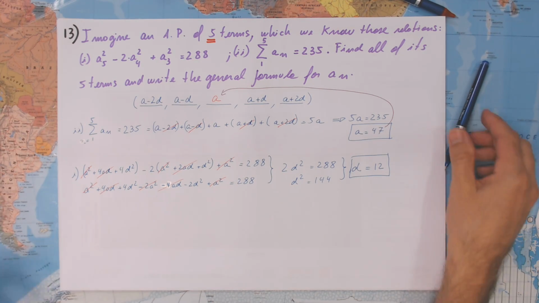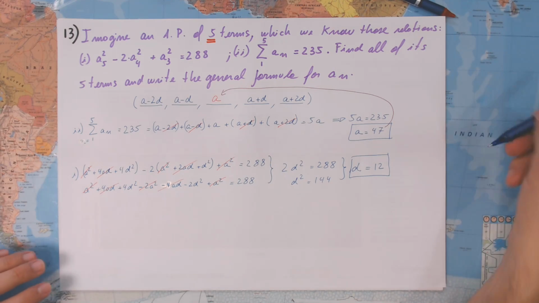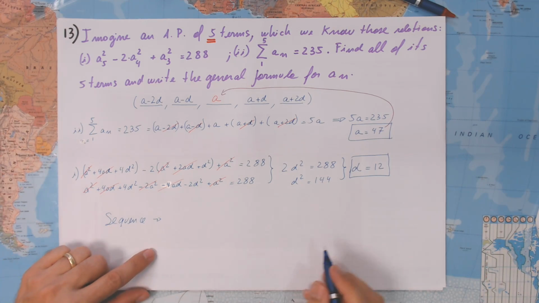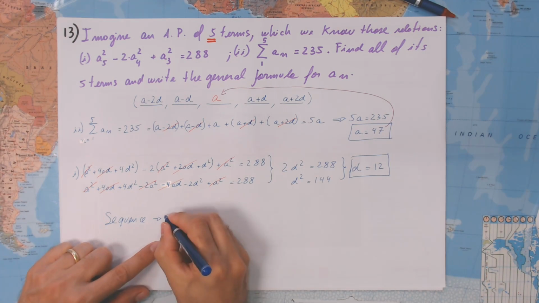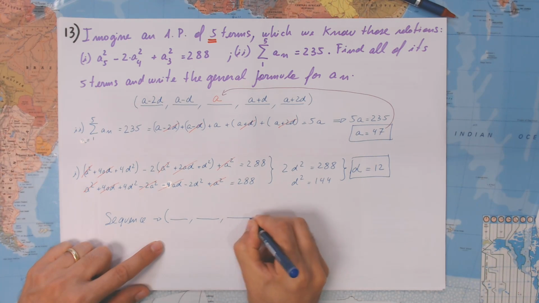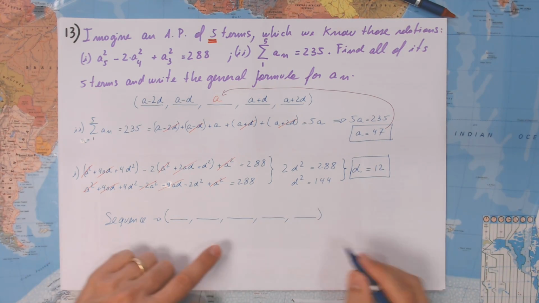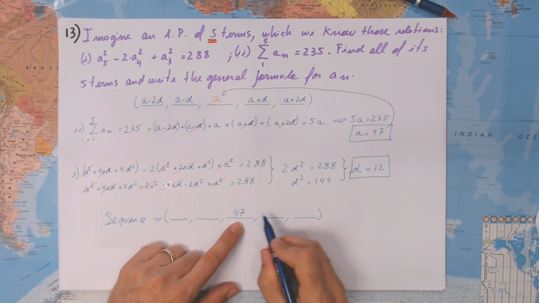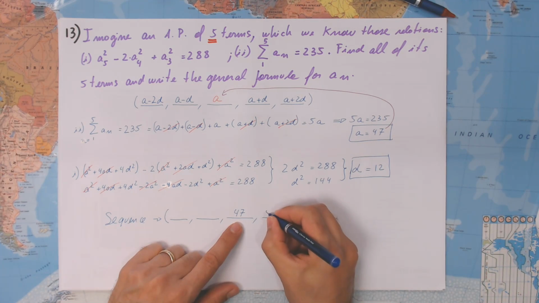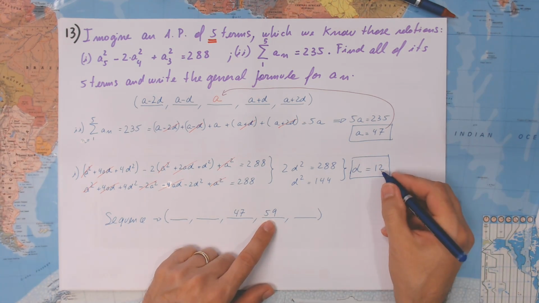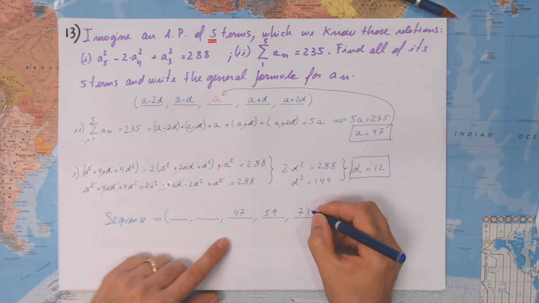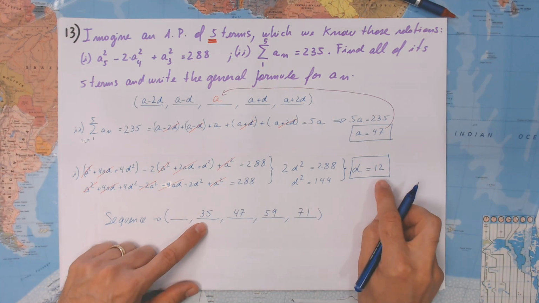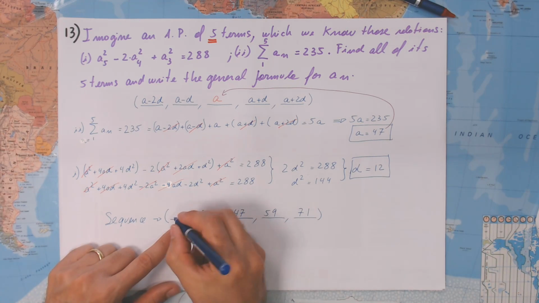And everything now is set because we have A, we have D. Now we can have our sequence. So our sequence is going to be what? Let's put everybody. First, second, third, fourth, fifth term. The central one is going to be 47. Now, this one is going to be 47 plus 12, which is going to be 59. 59 plus 12 is going to be 71. 47 minus 12 is 35. And 35 minus 12 is going to be 23.